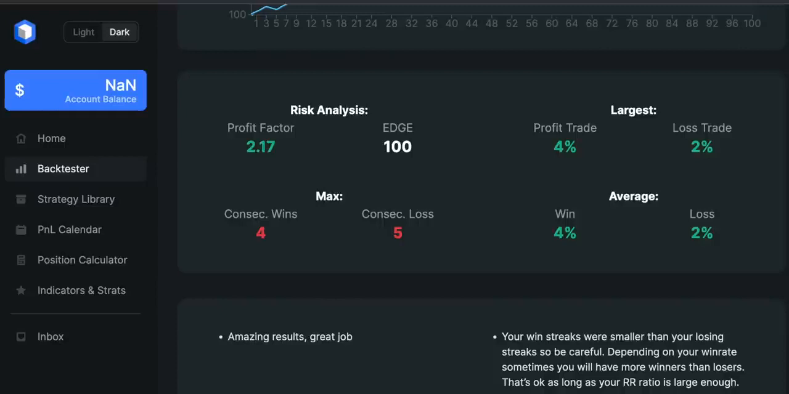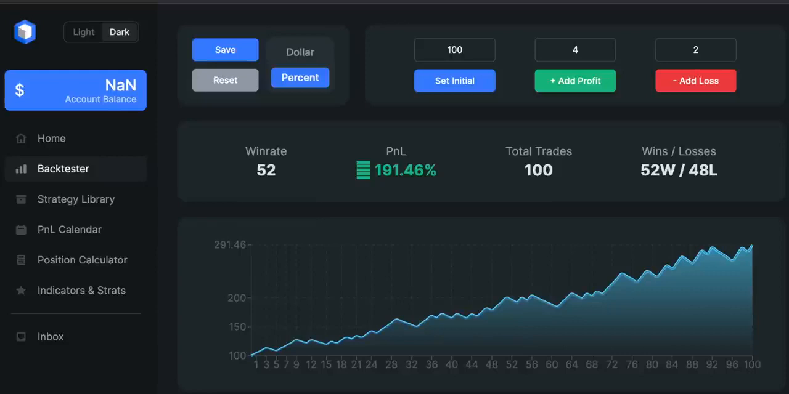I'm not saying this strategy is perfect, but it's way better than the previous one, and this is mainly because we were not going against the trend.